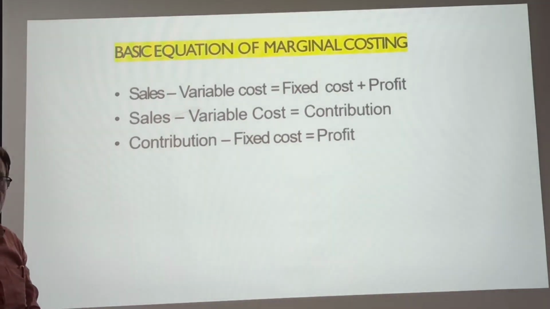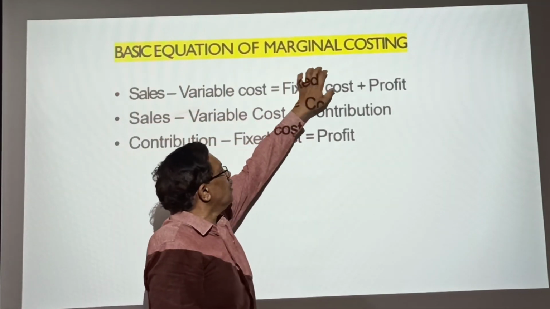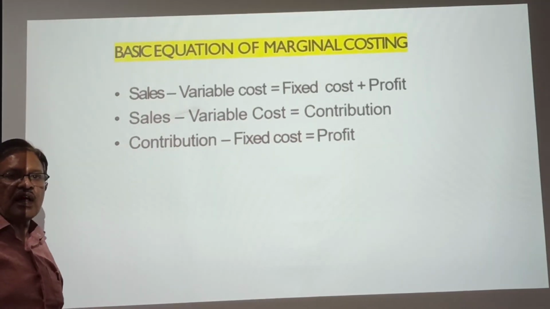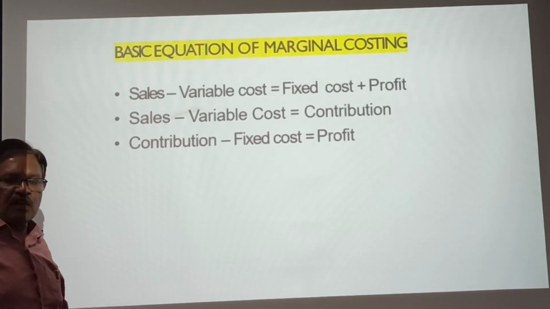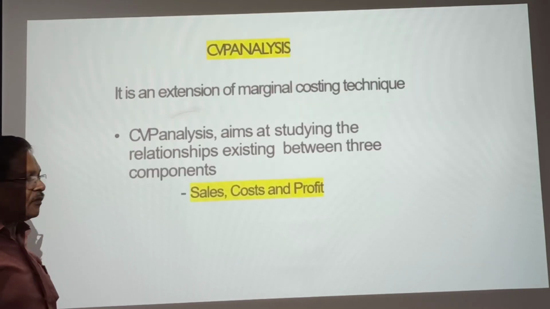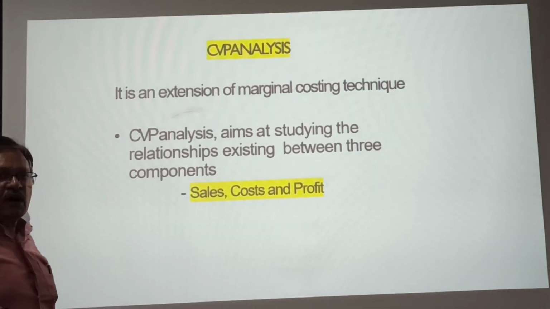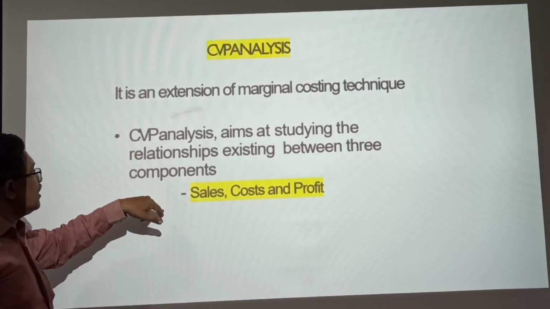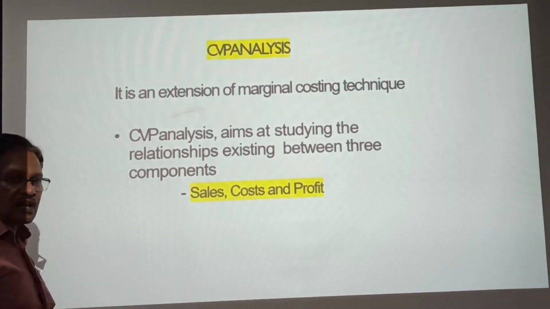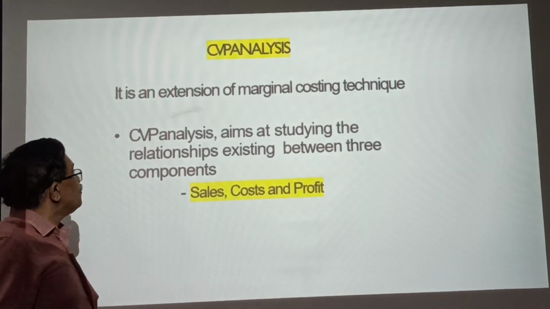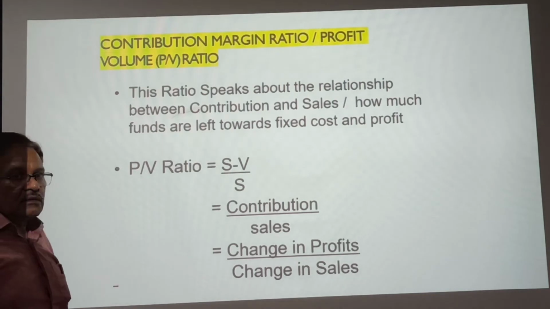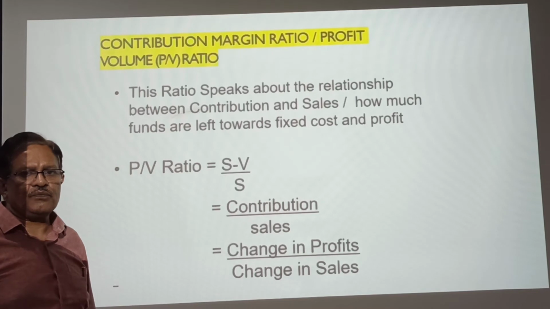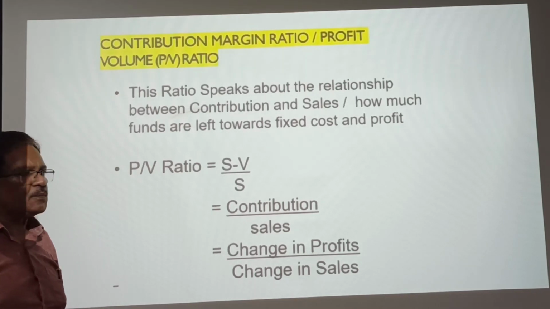This is a very, very simple equation wherein if you don't know one component, we'll be able to find out the other component. This equation also helps us in understanding the break-even point, the PV ratio and margin of safety. The extension of the marginal costing equation helps us in understanding the relationship that exists between the sales, cost and the profit. There are 2 or 3 important concepts we need to understand while studying this CVP analysis.